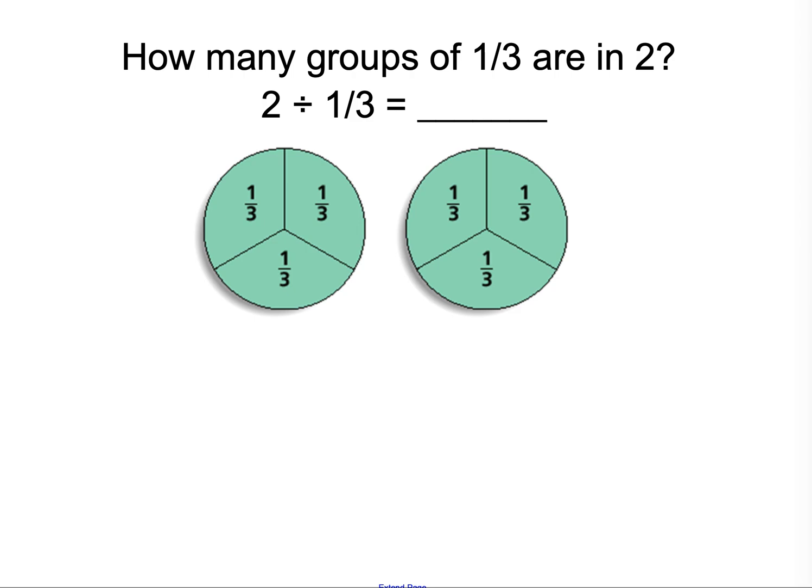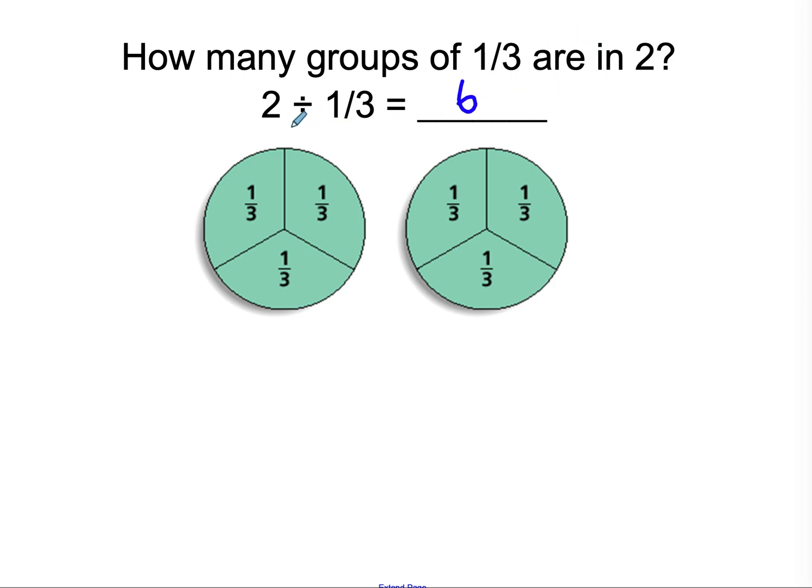Okay, let's take a look at one with fractions. Here I have 2 circles split up into thirds, and my division problem is 2 divided by 1/3. That means how many groups of 1/3 are in 2 wholes. So I have my first circle split into thirds, my second circle split into thirds. How many are there? 1, 2, 3, 4, 5, 6. There are 6.